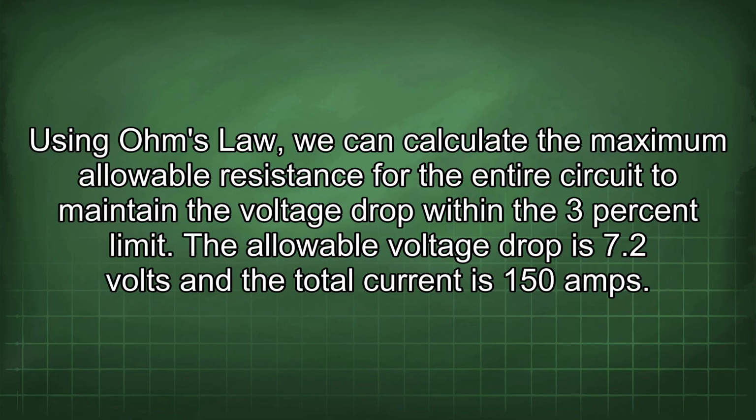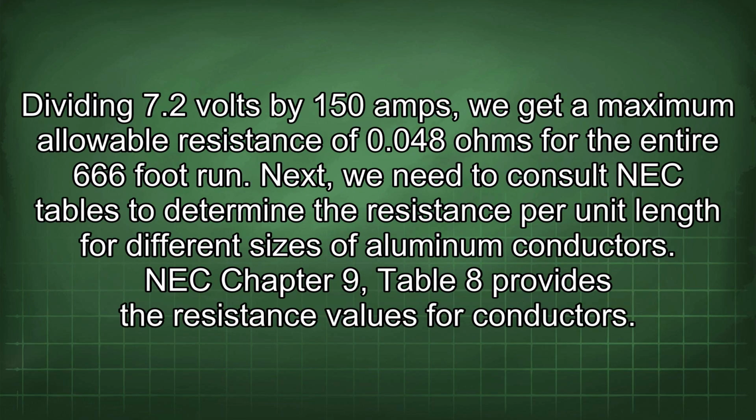The allowable voltage drop is 7.2 volts and the total current is 150 amps. Dividing 7.2 volts by 150 amps, we get a maximum allowable resistance of 0.48 ohms for the entire 666-foot run. Next, we need to consult NEC tables to determine the resistance per unit length for different sizes of aluminum conductors. NEC Chapter 9, Table 8 provides the resistance values for conductors.